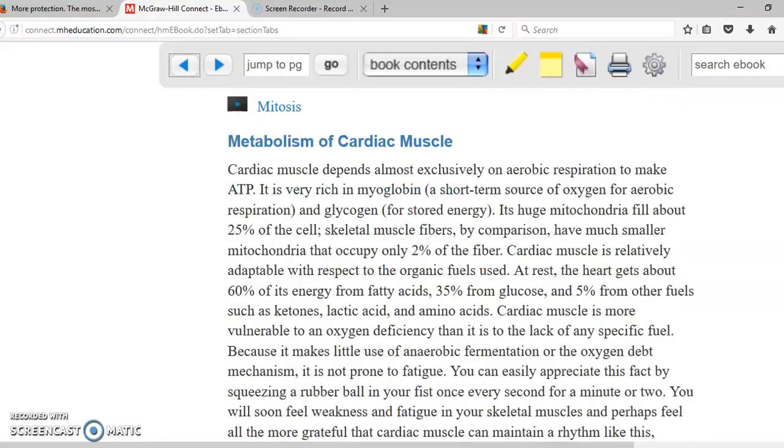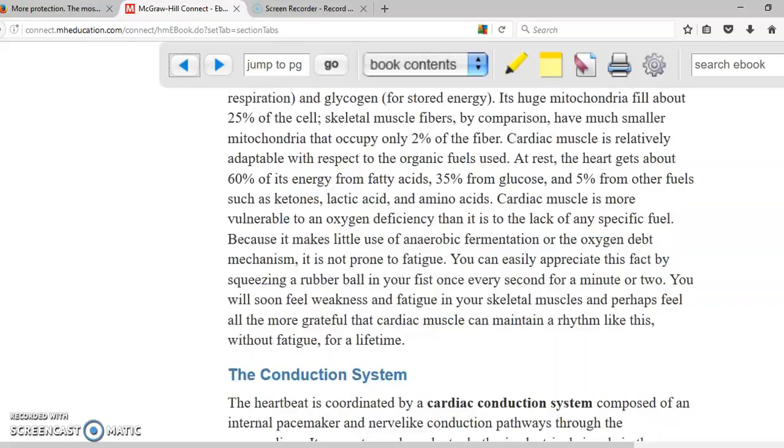So right here we have the metabolism of the cardiac muscle, as I was saying. It contains big and numerous mitochondria in order to produce ATP. Therefore, the lack of oxygen is very dangerous to the cardiac muscle.